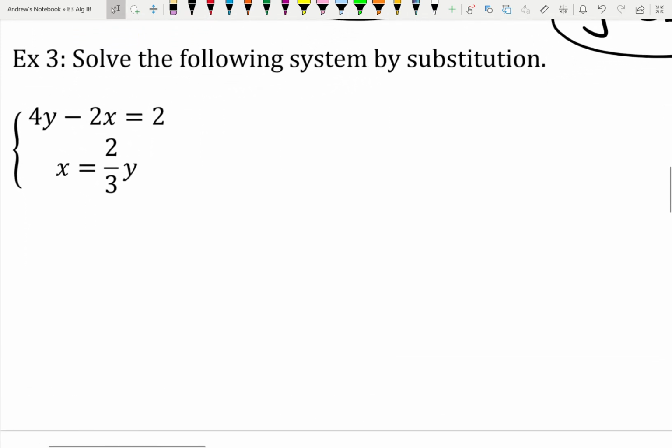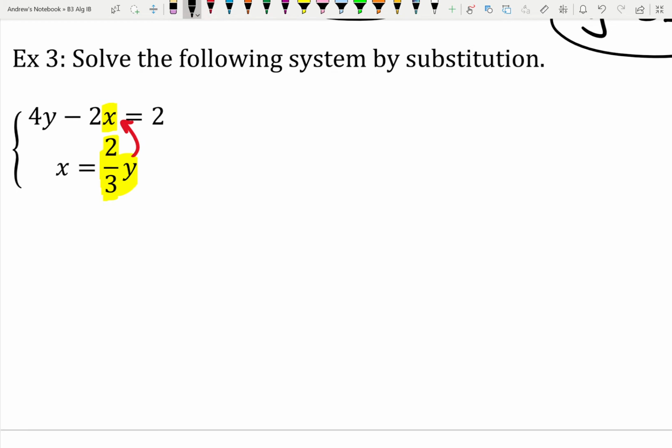And oh my gosh, this one has a fraction. Oh gee, the worst. Sorry. So what we've got here is that 4y minus 2x equals 2, and x is equal to 2/3 y. So x is equal to 2/3 y. Well, what we can do is plug that in for what x is, because x is equal to that.